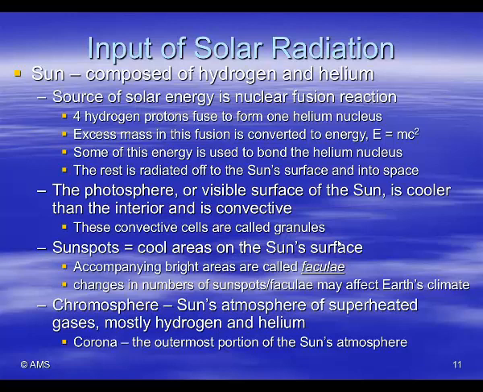Off of the top of the visible surface of the Sun, there's the chromosphere. This is the Sun's atmosphere, and it's made up of superheated gases, mostly hydrogen and helium. And the corona is the outermost portion of the Sun's atmosphere. So we have the surface, just like the surface of the Earth, only this is called the photosphere. Then the Sun's atmosphere, which is called the chromosphere, and then the very top of the Sun's atmosphere is called the corona.